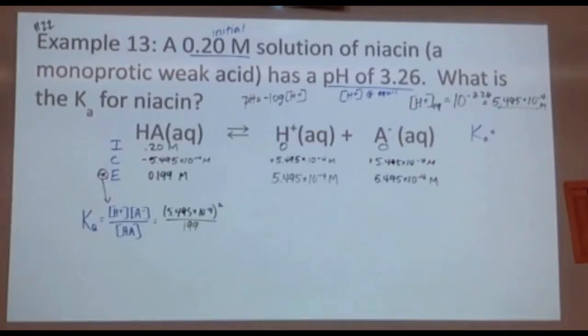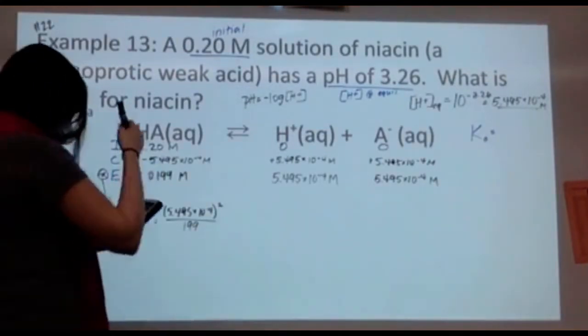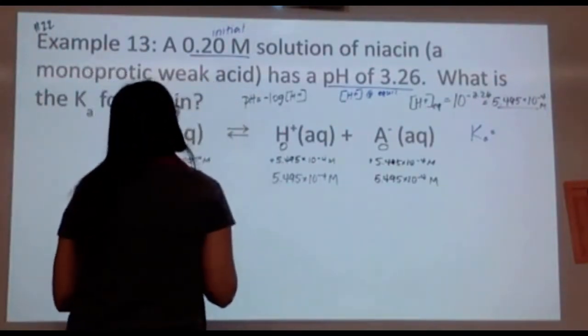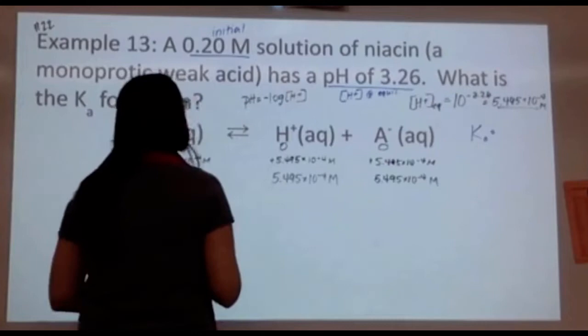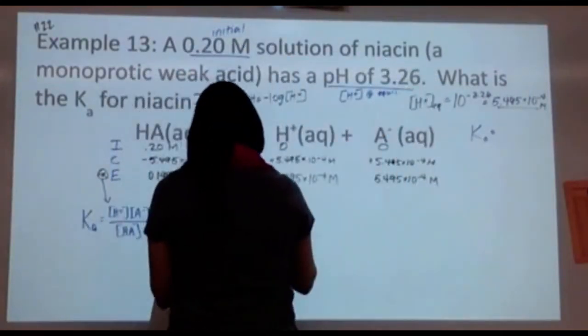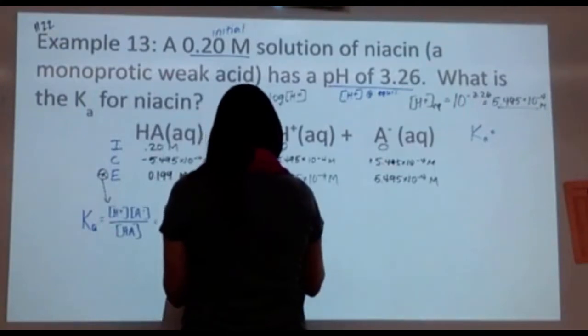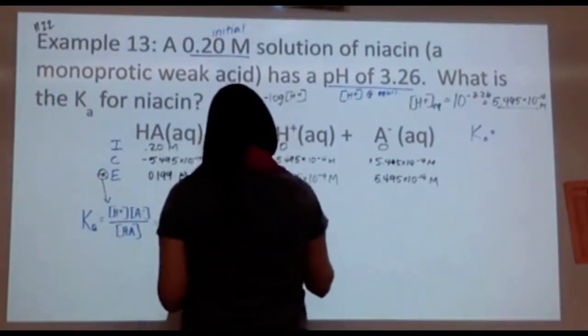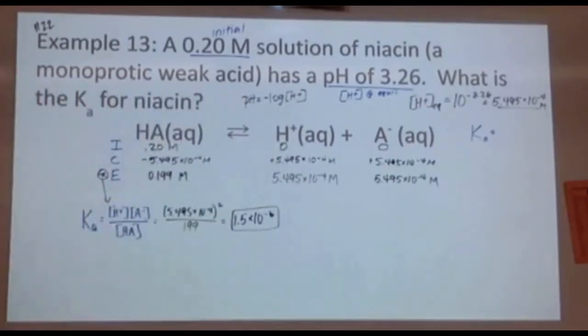5.495 e negative 4 squared divided by 0.199. And technically we have 2 sig figs because we have 2 sig figs here and 2 decimal places. 1.5 times 10 to the negative 6. Remember that K, equilibrium constants, do not have units.